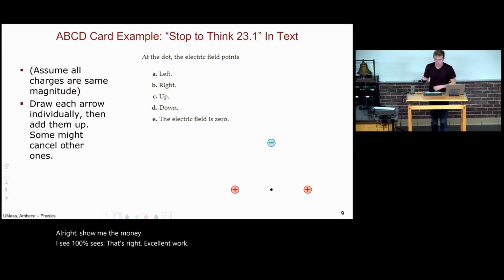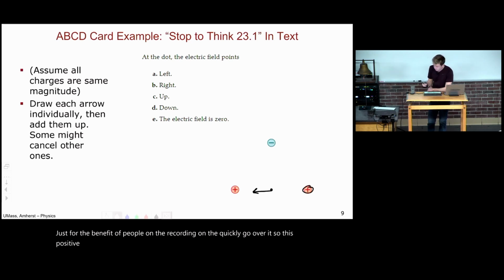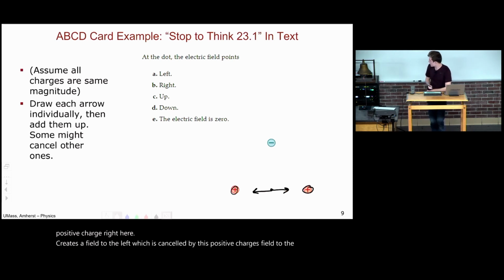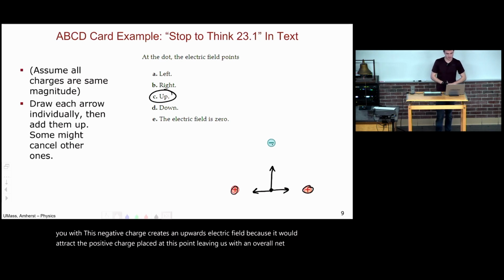Just for the benefit of people on the recording, I'm going to quickly go over it. So this positive charge right here creates a field to the left, which is canceled by this positive charge's field to the right, right? You add them up as arrows, and they cancel out to nothing, which leaves you with this negative charge creates an upwards electric field because it would attract a positive charge placed at this point, leaving us with an overall net up. Excellent work.